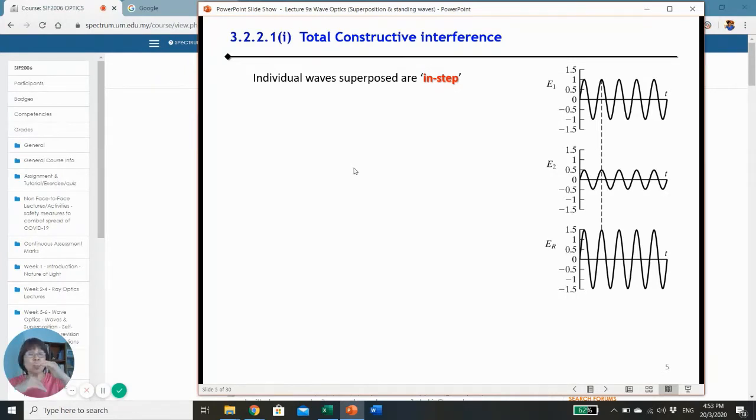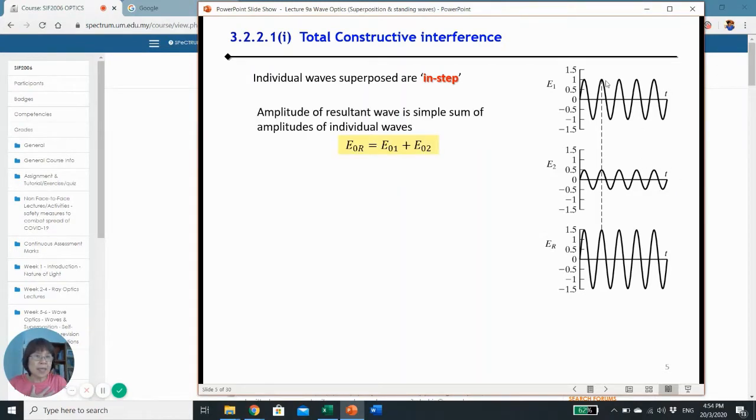Let's look into total constructive interference. The two individual waves are superposed and they are in step. So as you can see here, the peak of E1 matches with the peak of E2. When E1 is 0, E2 is also 0. When E1 is at minimum, E2 is also at minimum. So when you add the two of them, they add up, and the amplitude will simply be the amplitude of E1 added to the amplitude of E2.